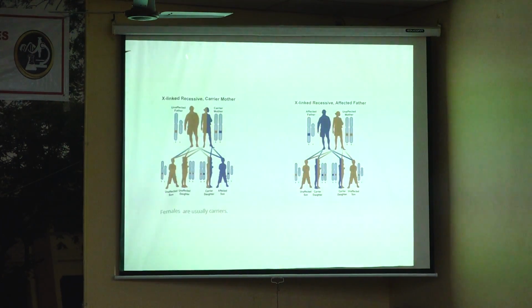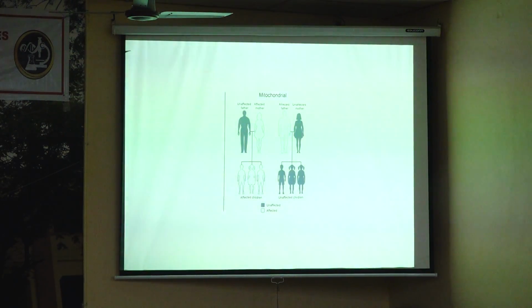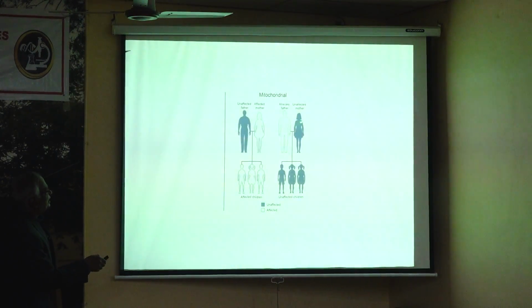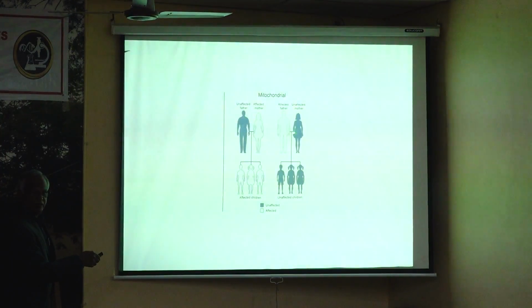Okay, this is X-linked recessive, X-linked dominant, and this is one. See the mitochondria. Here you can see the mitochondria. As I mentioned, the mitochondria we have are from the mother. So if you see here, the mother is having the mitochondrial mutation.